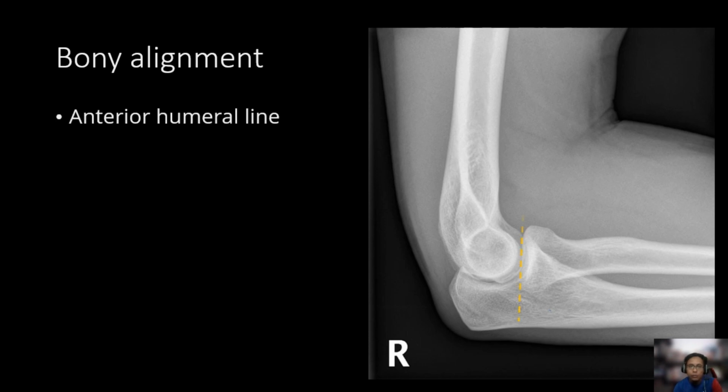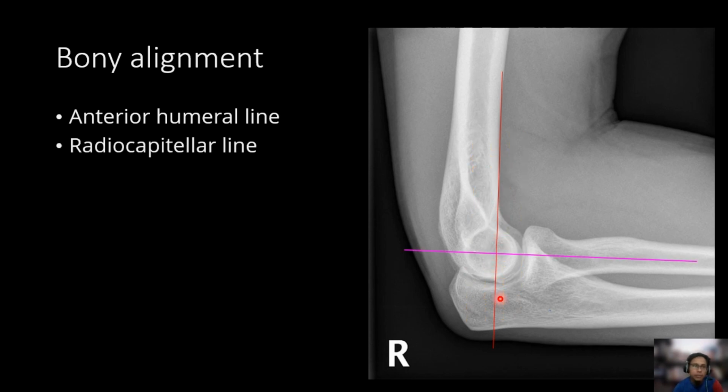Apart from that, we have to assess the bony alignment, starting with the anterior humeral line, where a line is drawn from the mid shaft of the humerus down to the capitulum and should intersect the capitulum. If we divide the capitulum into 3 segments, the anterior humeral line should intersect the middle part of the capitulum.